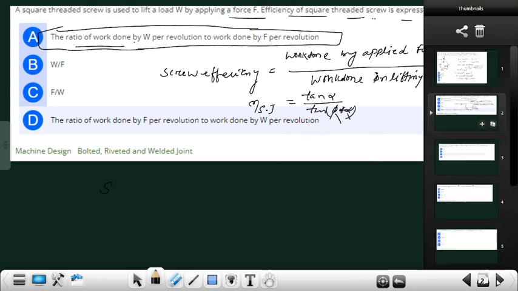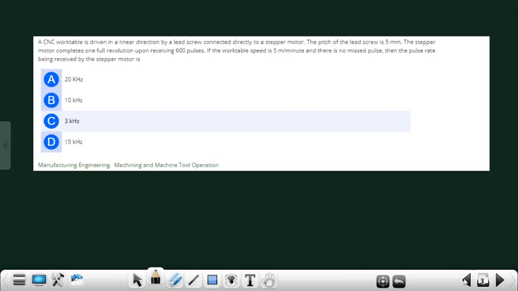Next question. A CNC worktable is driven in a linear direction by a lead screw connected directly to a stepper motor. The pitch of the lead screw is 5 mm. The stepper motor completes one revolution upon receiving 600 pulses. If the worktable speed is 5 meter per minute and there is no missed pulse, then what is the pulse rate being received by the stepper motor?